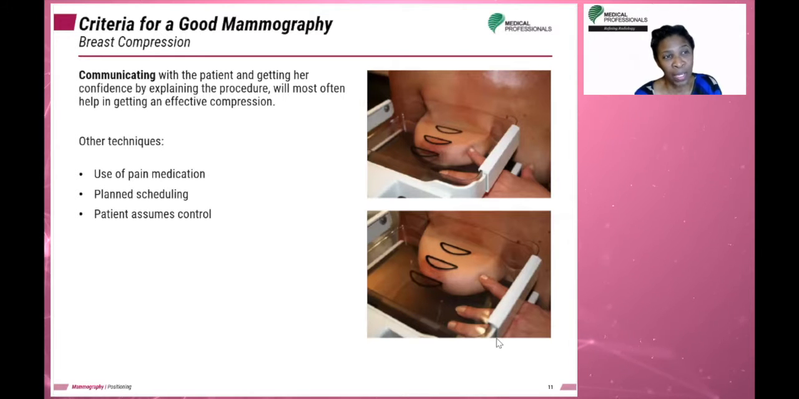You can also do planned scheduling. The breast is going to be most sensitive at the point of ovulation. So if you can try to have the mammogram scheduled before that, within those first 10 days of the period, that would help some patients. Again, with the patient assuming control, just make sure that the patient understands fully the nature of compression, the reason for the compression, the importance of compression before letting them have control.